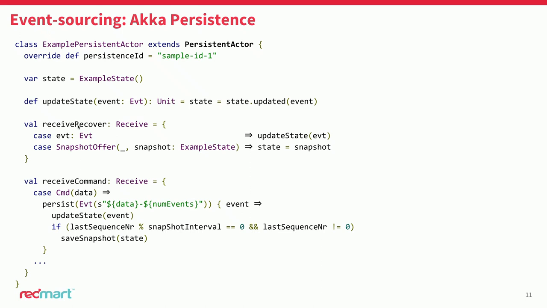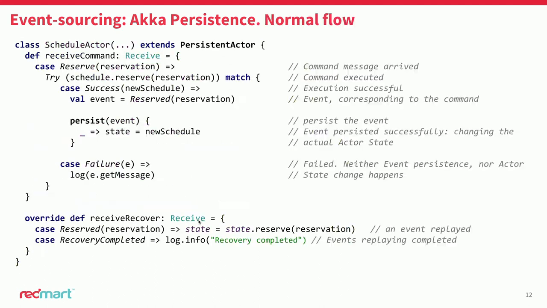State is the same. This function is for convenience, and these two are the key to explain how persistence works. So let's first take a look at receiveCommand. It's actually the same receive, which receives commands. Whenever we receive a command message, we must clearly separate commands and events. Whenever we want to change state, it's obviously a command, for example, reserve. When we receive that, the first thing we do, in this example, is persist it. Then, in case of successful persistence, we update the state.